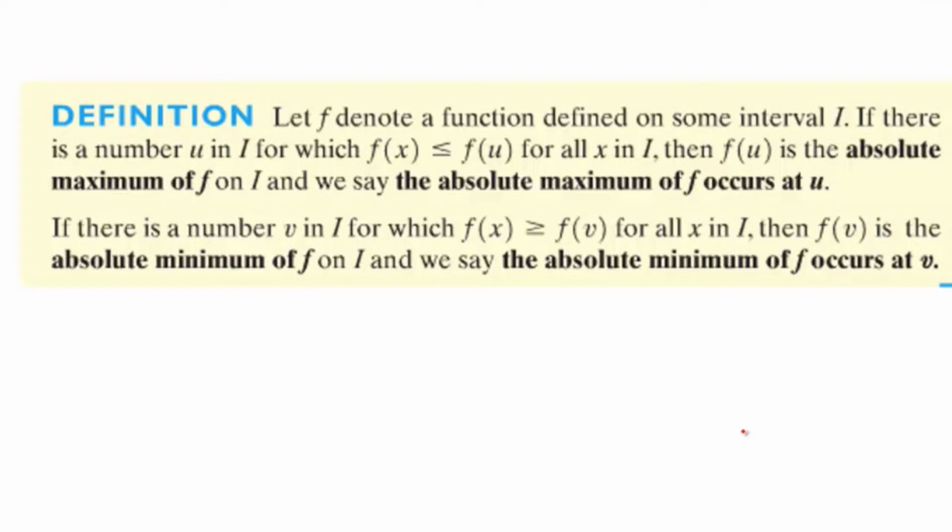If there is a number v in the interval I for which f of x is greater than or equal to f of v, in other words, f of v is the smallest possible value of the function on that interval, then f of v is the absolute minimum of f, and we say the absolute minimum is f of v and occurs at x equals v. Okay, so the absolute maximum is the highest value of the function on the interval. The absolute minimum is the smallest possible value on the interval.